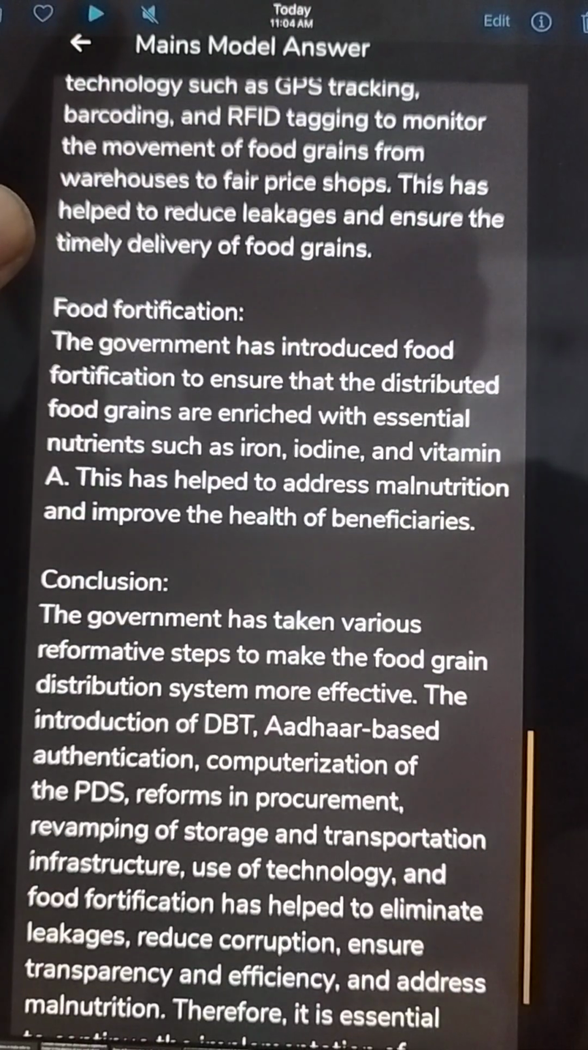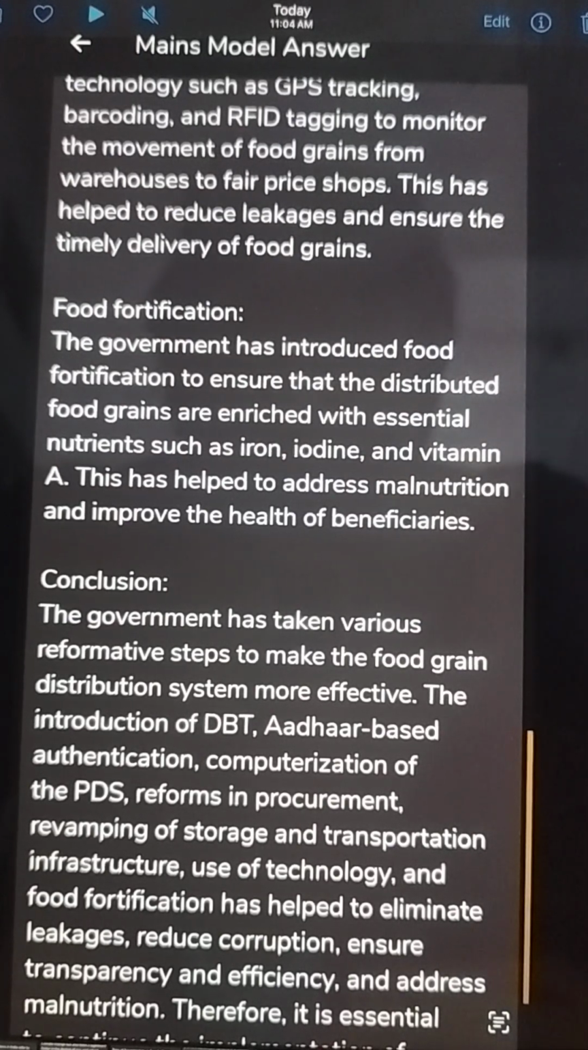Then comes food fortification. The government has introduced food fortification to ensure that the distributed food grains are enriched with essential nutrients such as iron, iodine, and vitamin A. This has helped to address malnutrition and improve the health of beneficiaries.